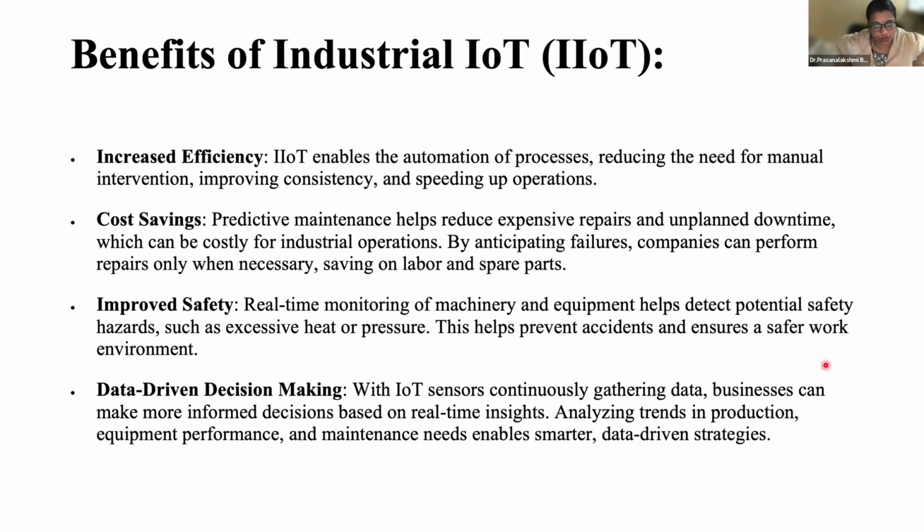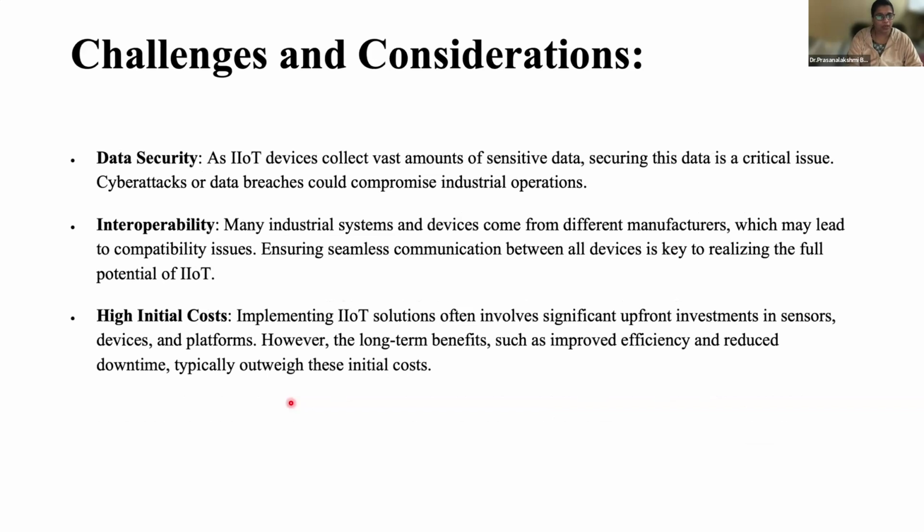Obviously the benefits of industrial IoT are that it brings efficiency, it is cost saving, it brings more safety, and whenever we need a decision to be made based on the data we take, you can do it easily. Here also the challenges come with data security and interoperability, in the sense of machine to machine communication. This will be a major drawback in industrial IoT.